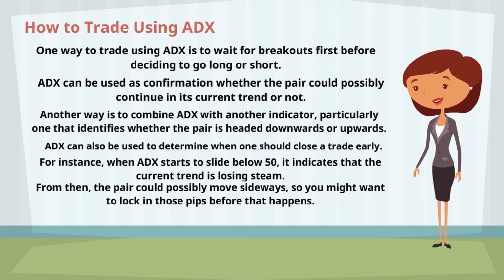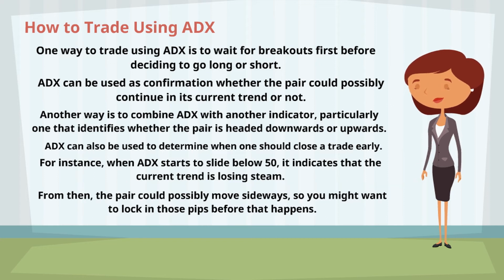Let me tell you now how to trade using ADX. One way to trade using ADX is to wait for breakouts first before deciding to go long or short. ADX can be used as confirmation whether the pair could possibly continue in its current trend or not. Another way is to combine ADX with another indicator, particularly one that identifies whether the pair is headed downwards or upwards. ADX can also be used to determine when one should close a trade early.